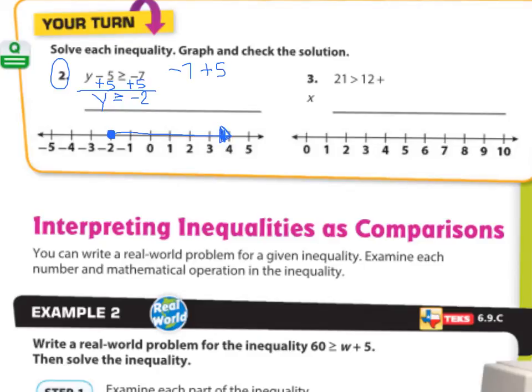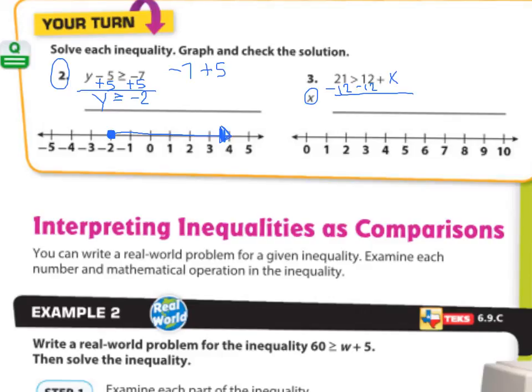Okay, let's look at number 3. Copy down number 3. This x is actually supposed to be here. Okay, so when you write that problem, the x will be up here. 21 is greater than 12 plus x. We want to get x by itself, so let's get rid of the 12 by doing the opposite of what it is. It's a positive 12, so we subtract 12. And then subtract 12 on the other side to keep it balanced.